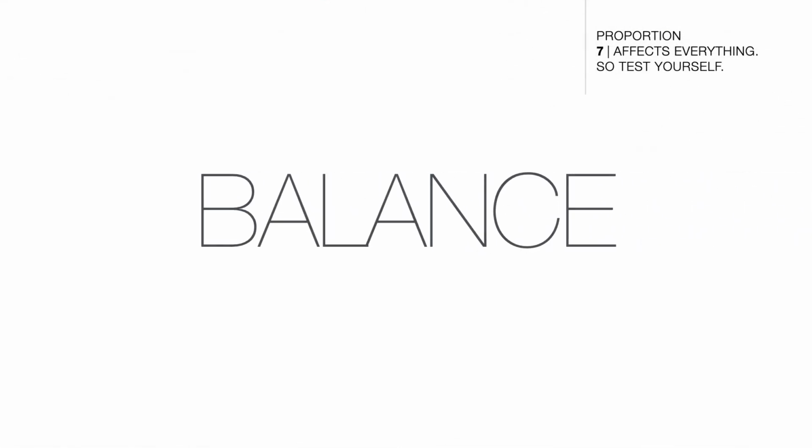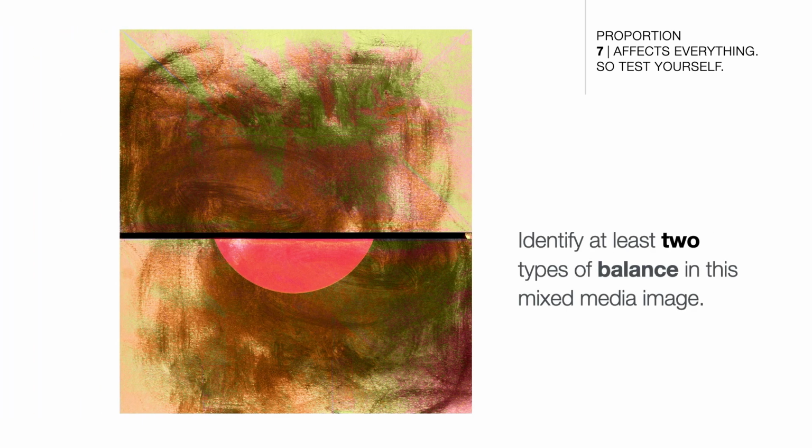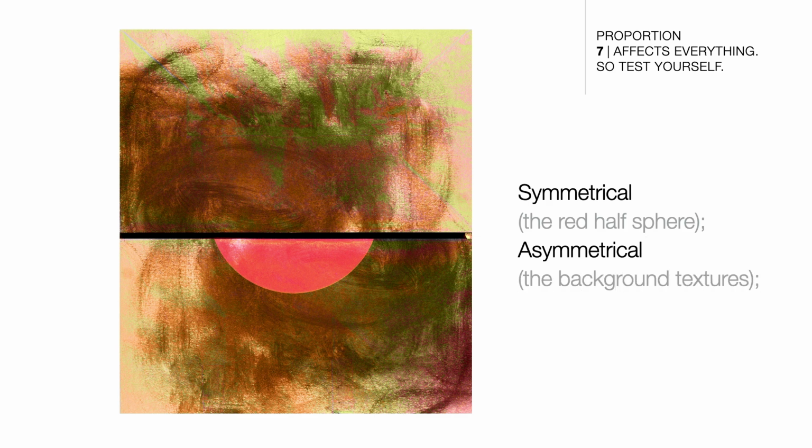Balance. Identify at least 2 types of balance in this mixed media image. Symmetrical. It appears in the red half sphere. Asymmetrical. It appears in the background textures.